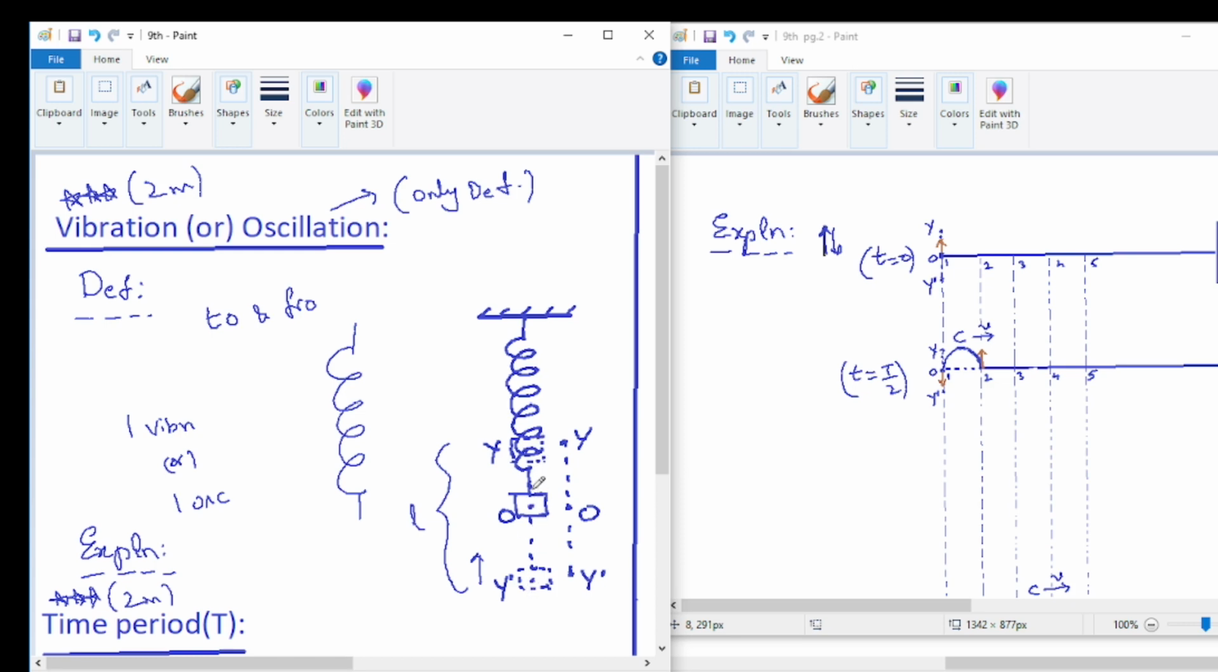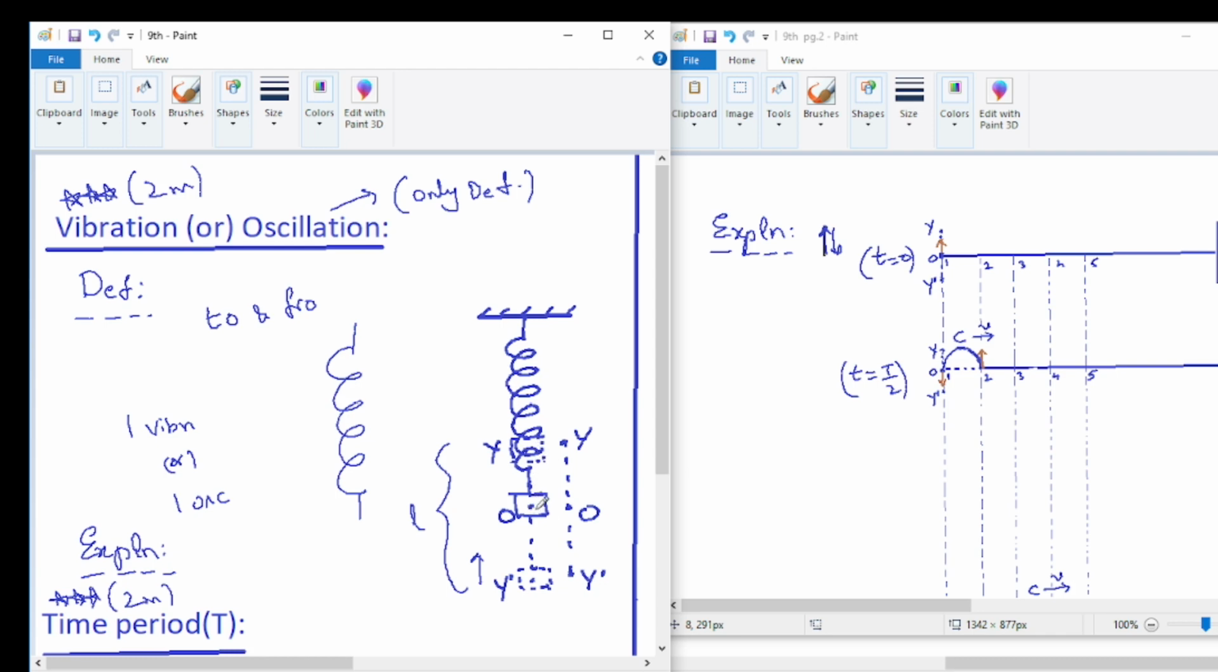So whenever the motion of the load is in the upper half, supposing it's going from O to y and then back to O, this is completely in the upper half of the path. That's why this is called the upper half of the vibration. What is the upper half of the vibration? From O to y and back to O. This is the complete upper half of the vibration.